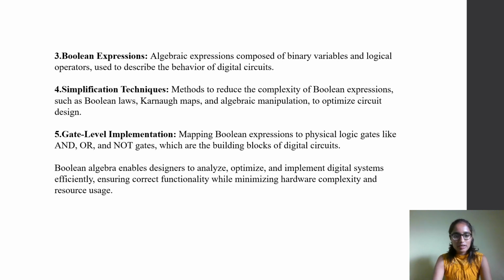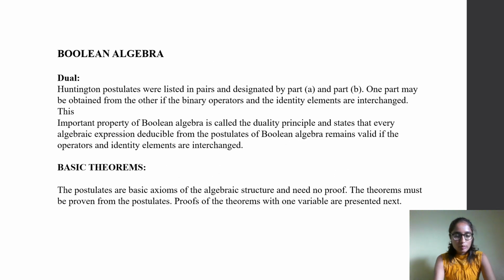Boolean algebra enables designers to analyze, optimize, and implement digital systems efficiently, ensuring correct functionality while minimizing hardware complexity and resource usage. Dual: Huntington postulates were listed in pairs and designated by part A and part B. One part may be obtained from the other if the binary operators and the identity elements are interchanged. This important property of Boolean algebra is called the duality principle and states that every algebraic expression deducible from the postulates of Boolean algebra remains valid if the operators and identity elements are interchanged.